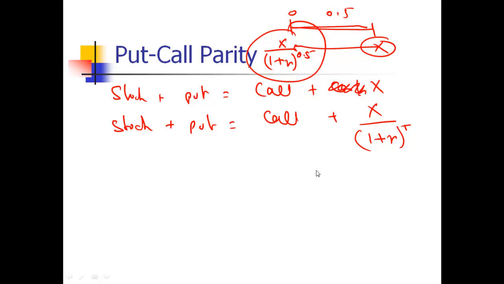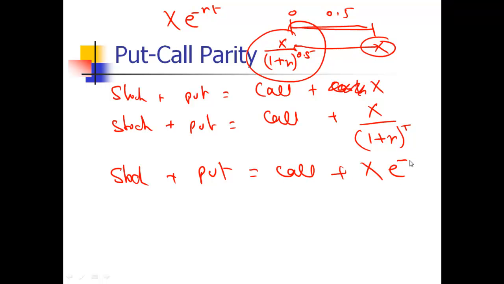Now, taking this one step further, what if we assume continuous compounding? When we assume continuous compounding, the present value becomes X times e to the power of minus RT. If you get that, great. If you do not, then go back and revise your maths. So another version of this formula is stock plus put is equal to call plus X times e to the power of minus RT. That's just assuming continuous compounding.